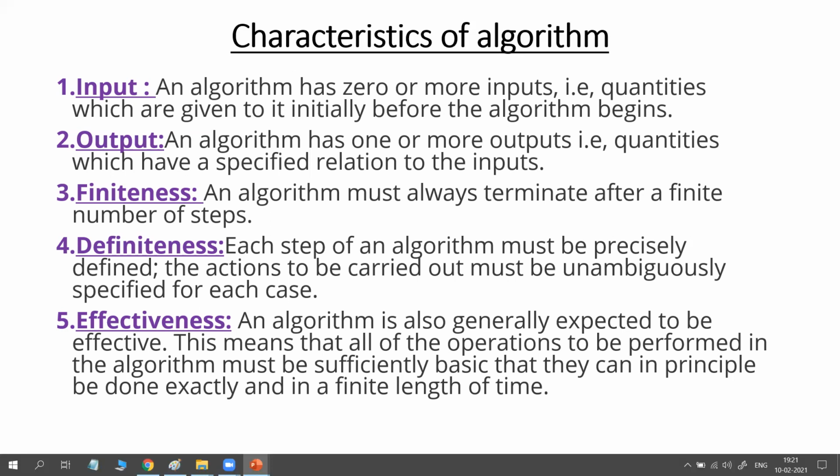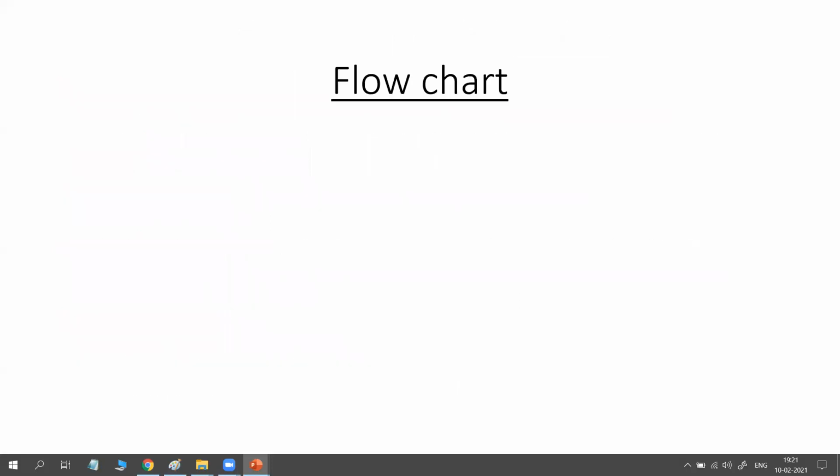So that's why your algorithm must be effective, and it can be done exactly in a finite length of time. What you have written can be implemented exactly in the similar way. So these are the 5 characteristics of an algorithm: input, output, finiteness, definiteness, and effectiveness. Okay, next, after completion of algorithm, we will see flowchart.